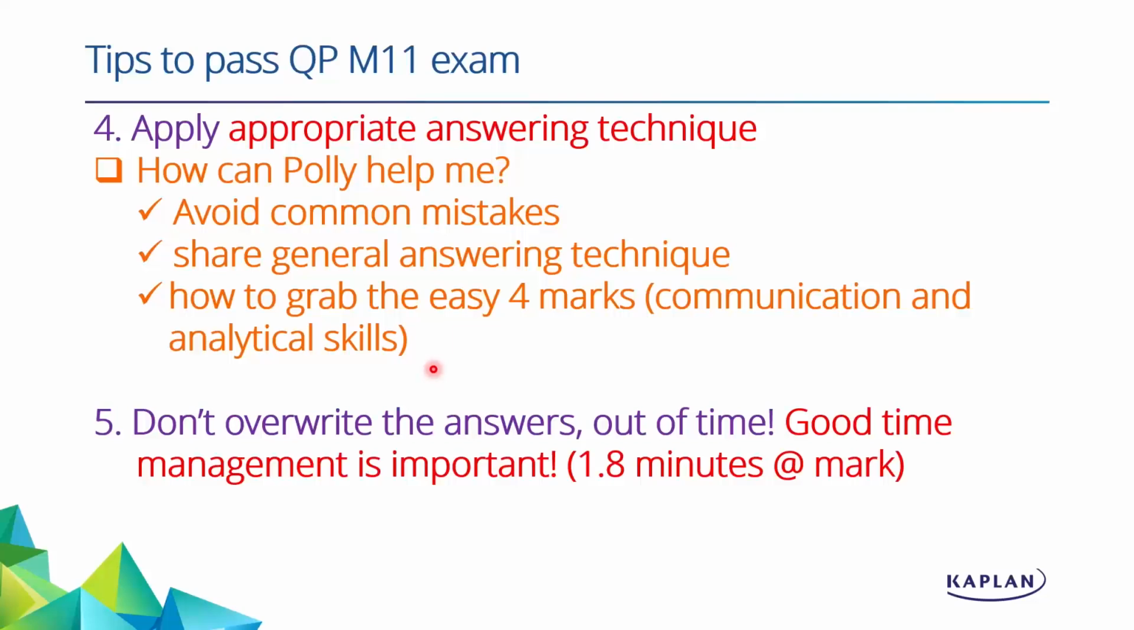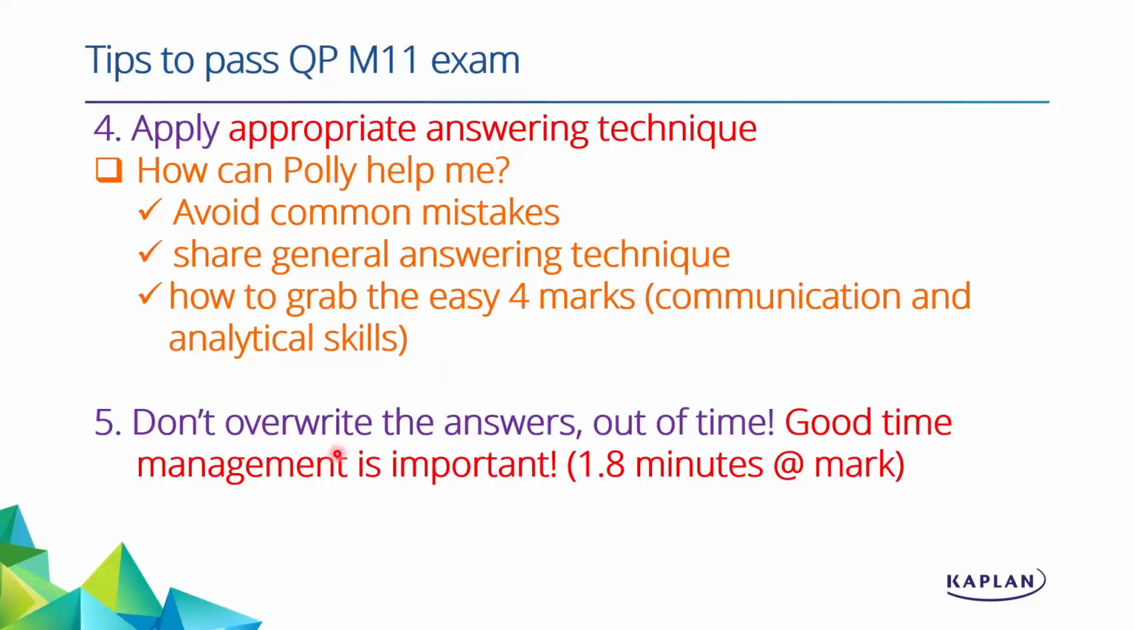For the new QP examination, 4 marks are allocated to communication and analytical skills: 2 marks are allocated to communication marks, and 2 marks will be allocated to analytical skill marks. These are the easy marks. I will teach you how you can get all of these 4 easy marks in your examination.